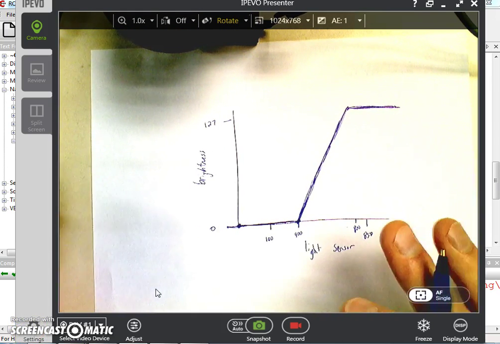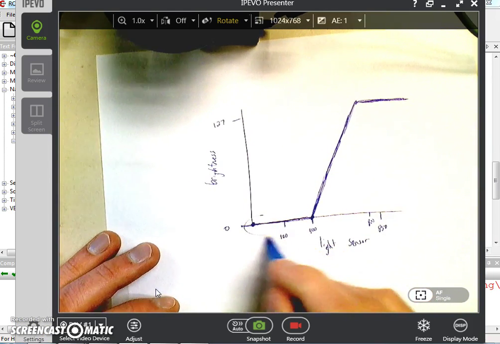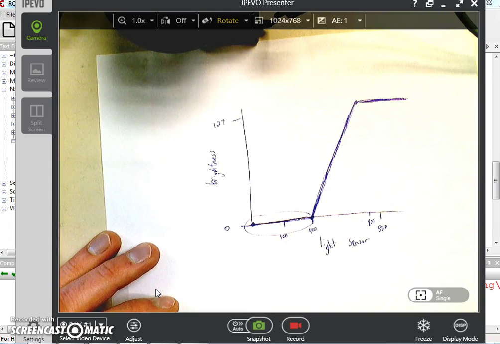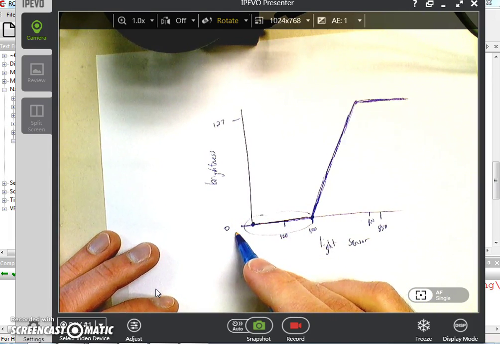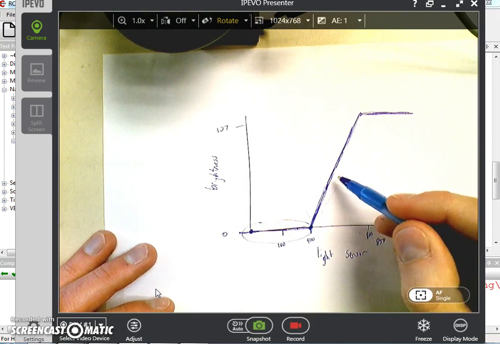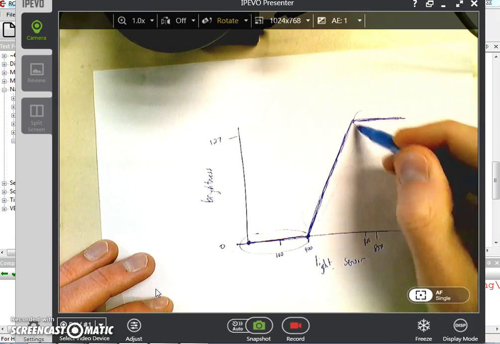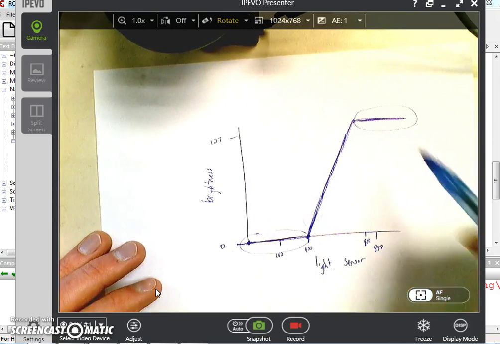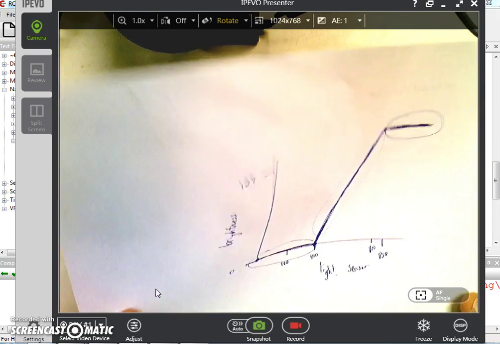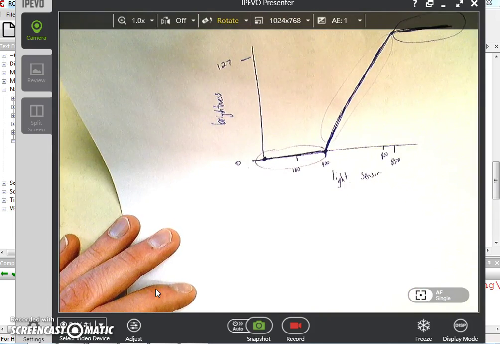So now we can actually turn this into 3 if-else's. We could say that if it's in this range, set brightness equal to 0. If it's in this range, set brightness equal to some equation that's based on the light sensor. And if it's in this range, set the brightness equal to 127. So we're going to take our multiple if-else's into 3.